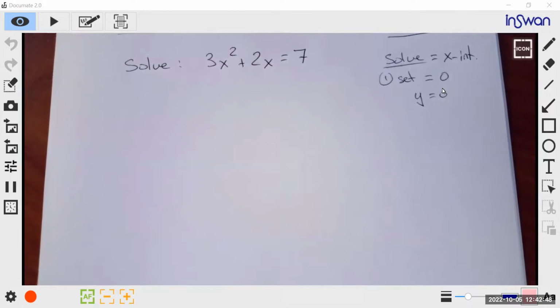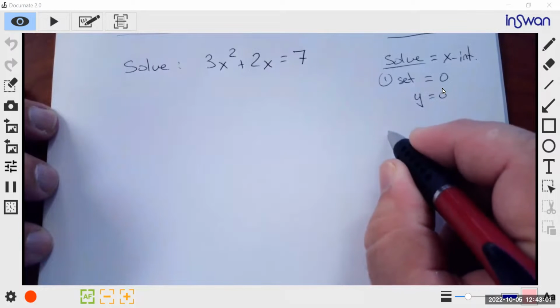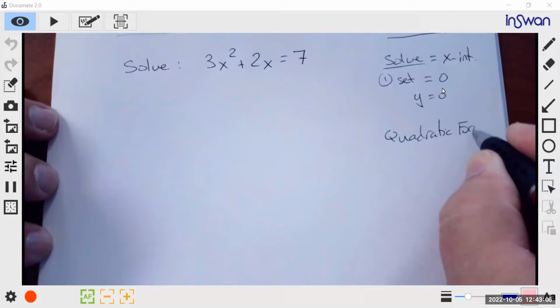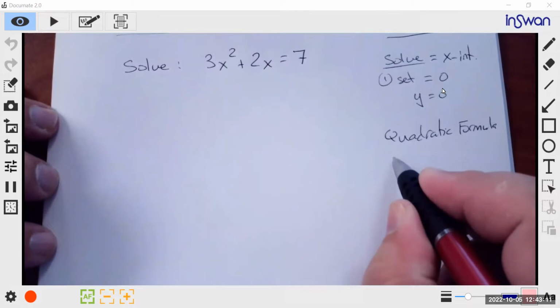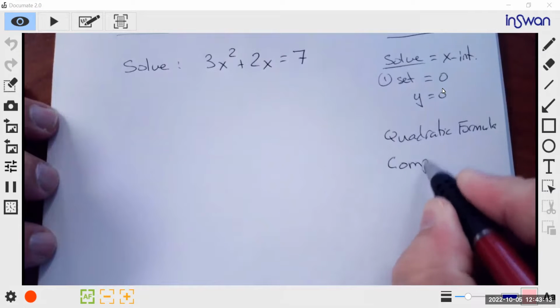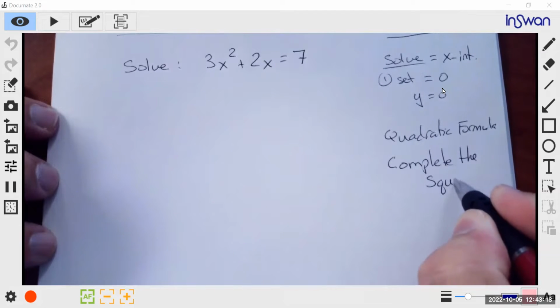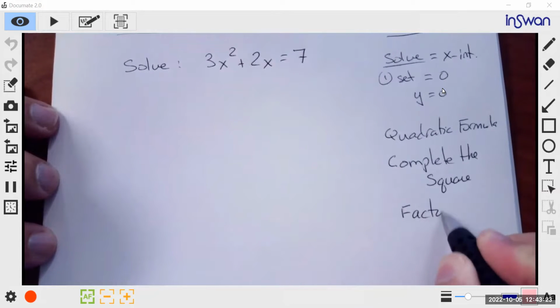Solve this equation, 3x squared plus 2x equals 7. Which method are you going to use? What are the three methods we know? Quadratic formula. What's another one? Complete the square. And then factoring. Very good.